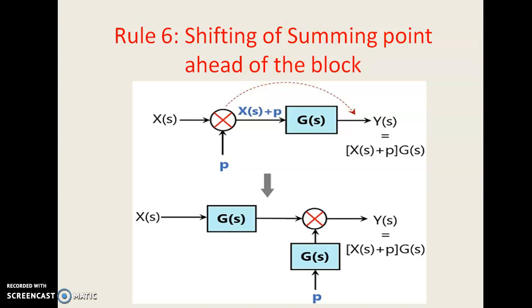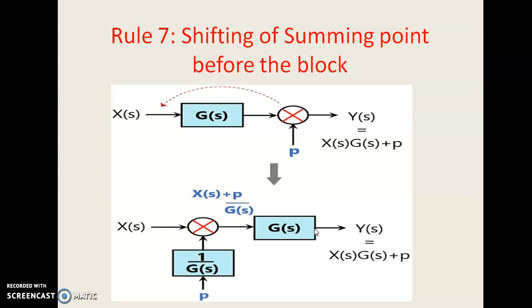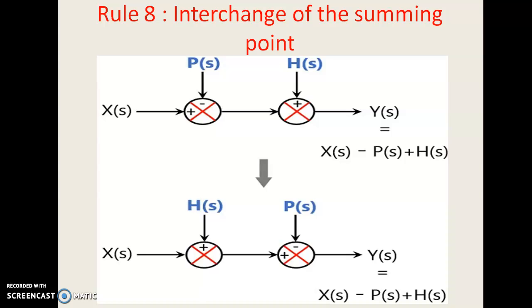Then rule number 6, shifting of summing point ahead of the block. If you are shifting the summing point ahead of the block, then we take the G(s) as it is. And rule number 7, shifting of summing point before the block. In that case, we are taking the reciprocal of the gain in that path. So rule number 8, interchange of the summing points.